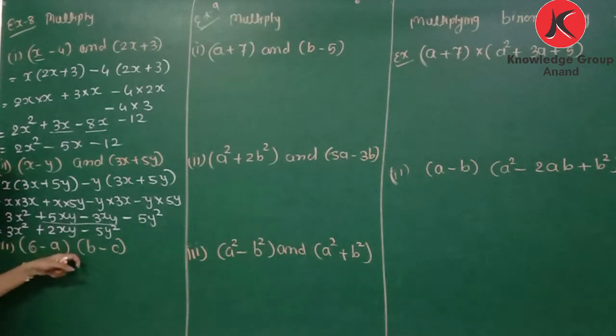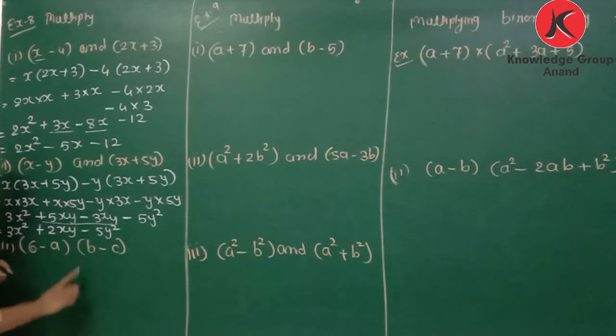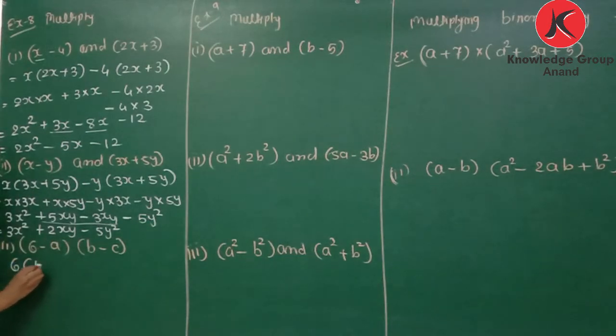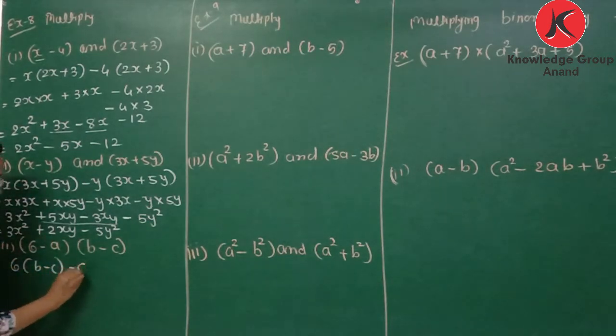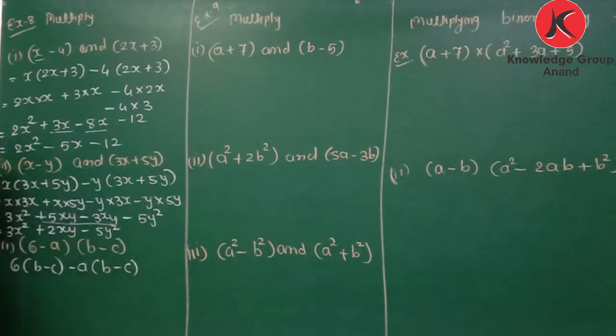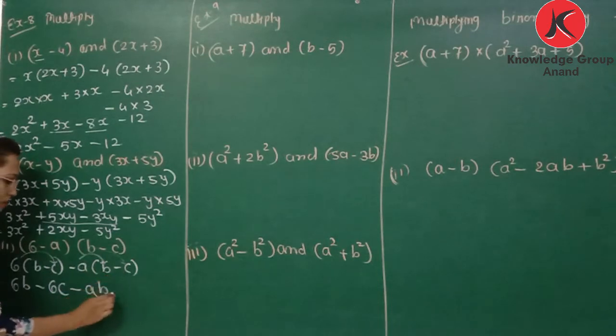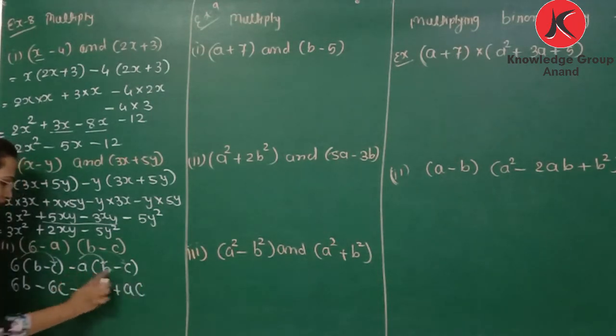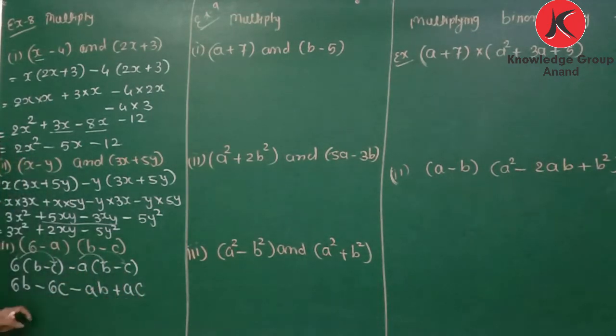6 minus a into b minus c. So here 6 is multiplied with b minus c, minus a is multiplied with b minus c. Now 6 is multiplied with b, you can directly write 6b, and 6 is multiplied with minus c, that is minus 6c. Now minus a is multiplied with b, that is minus ab, and minus a is multiplied with minus c, becomes plus ac. Minus minus plus ac. Clear? You can also write directly like this.